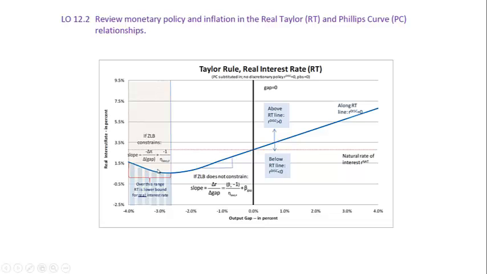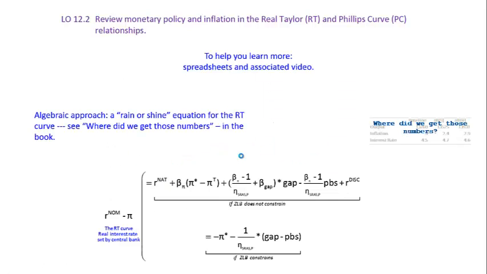Now, if you're interested in knowing why we have this curve, I would recommend that you look at some of our other learning aids. We have a spreadsheet and an associated video that will show you exactly why we get the shape of the RT curve. And then, for those of you who are a little bit more algebraically oriented and want to get an equation for the RT curve, you can see that in the Where Did We Get Those Numbers feature in the book.